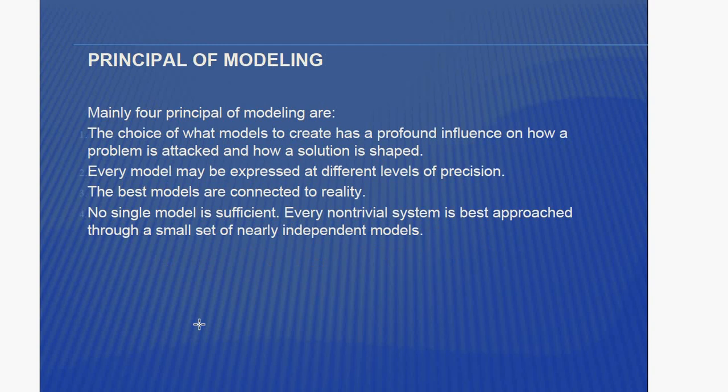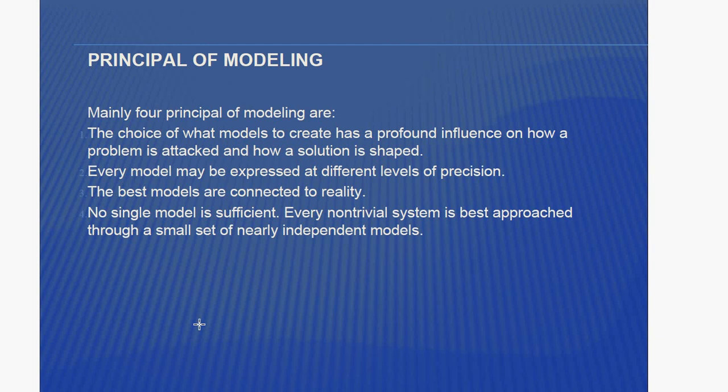The next thing that we are going to discuss in this lecture is the principle of modeling. Now, when we say principles, there are four important principles that are associated to UML modeling. The first principle says the choice of what model to create has a profound influence on how the problem is attacked and how the solution is shaped. Here what we are saying is that any model that is being chosen has to be chosen on the basis of how the problem is and how its solution is going to be tackled.